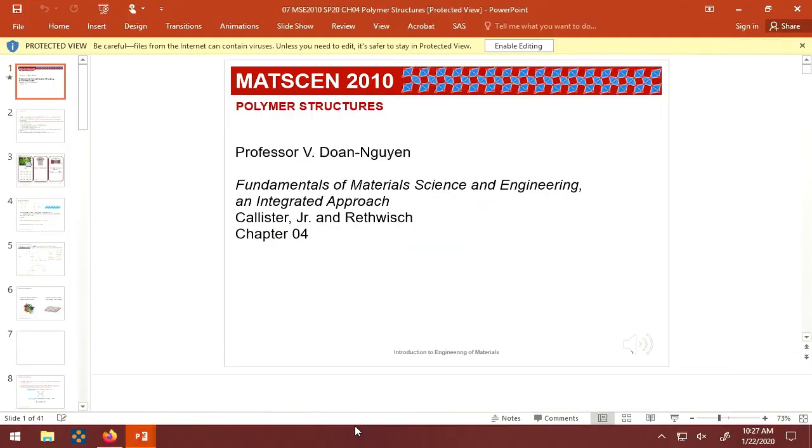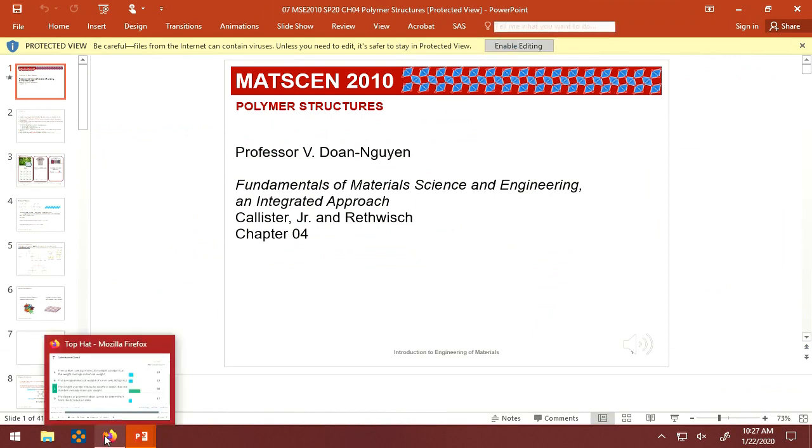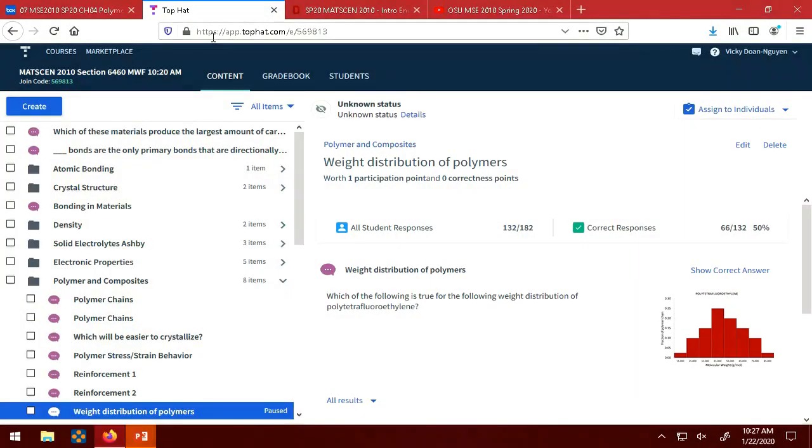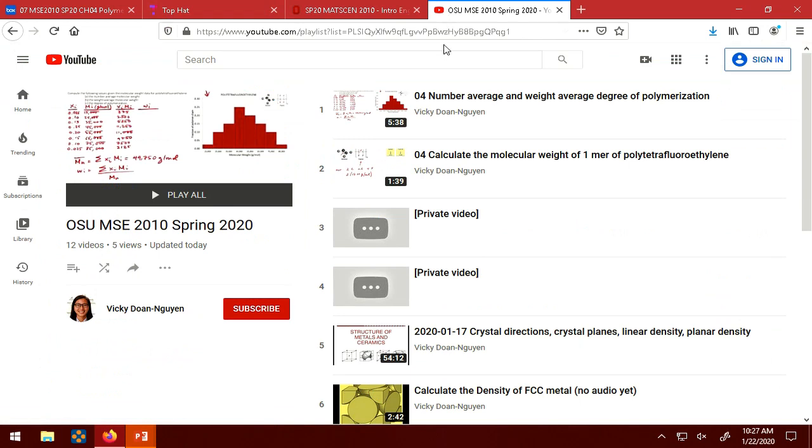And let's say we don't have time to go through the example. Well, fear not. Oops, sorry. Let me end this for a moment. Fear not, because I've gone into great detail in a tutorial video that's been uploaded on how to calculate the number average and the weight average molecular weight given a distribution in plot form.